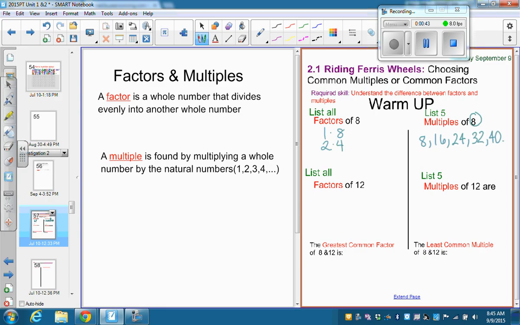And they never end, right? They go on and on forever, where factors end. See the difference? Two differences, right? Multiples are the number and bigger. Factors are the number and smaller. So a factor can also be a multiple.